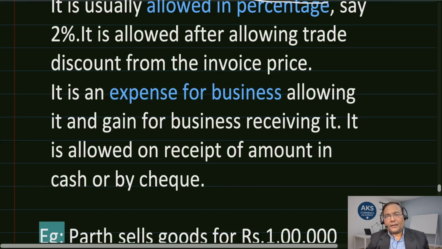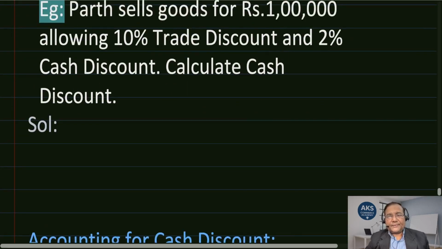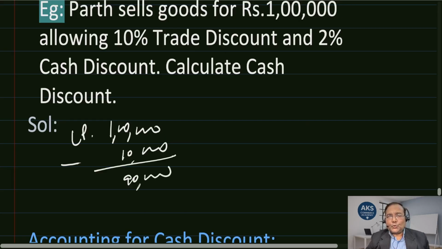So that is what is called cash discount, but it is only on payment, be it in cash or by check. Parth sells goods of rupees 1 lakh allowing 10% trade discount and 2% cash discount. Calculate cash discount. Let us understand. 1 lakh rupees is the list price. Less 10% trade discount means 10,000, and the amount that comes up is 90,000. Then 2% cash discount, less 1,800, gives 88,200.